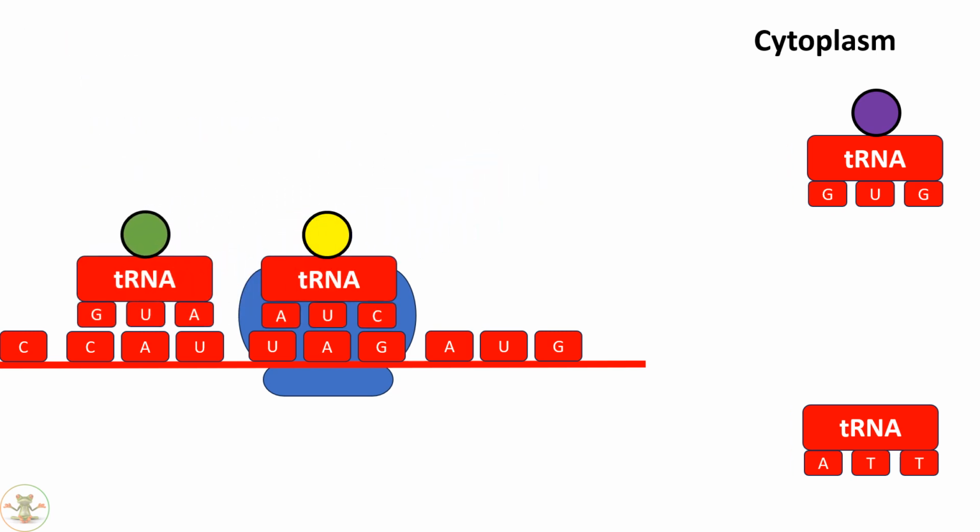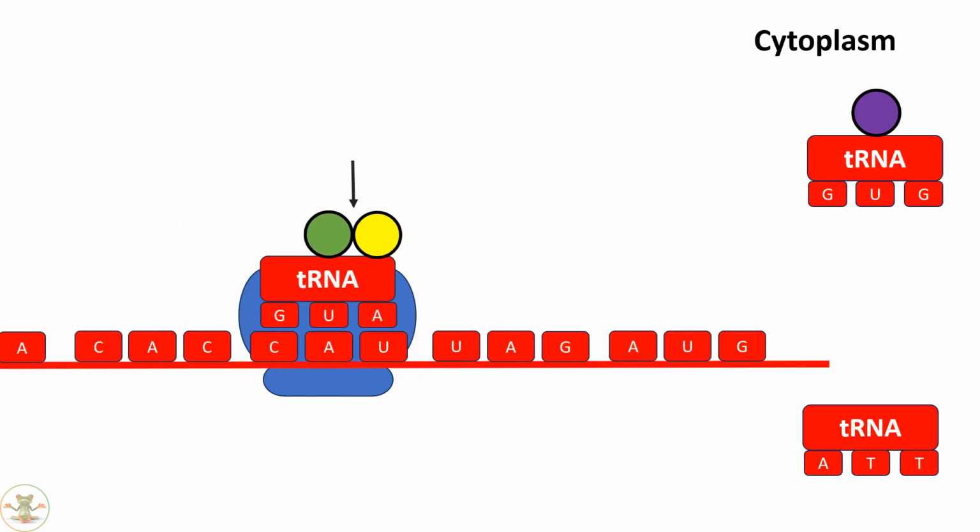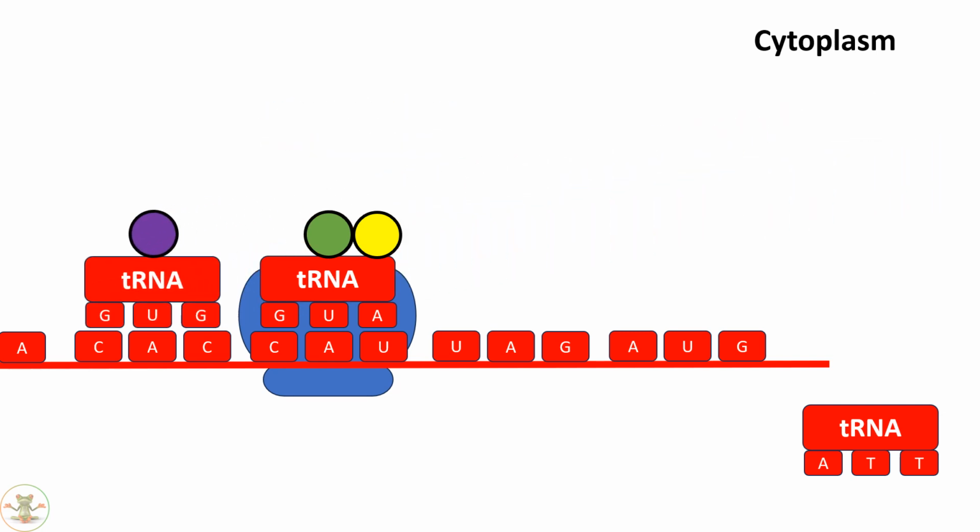The next mRNA codon of CAU will attract the tRNA with GUA anticodon, and this carries the green amino acid. There are about 20 different amino acids, each with matching anticodons. The amino acids form a peptide bond, which holds them together when the tRNA drops away. The process of reading the codons, then calling the anticodons, and bringing over the correct amino acids continues.